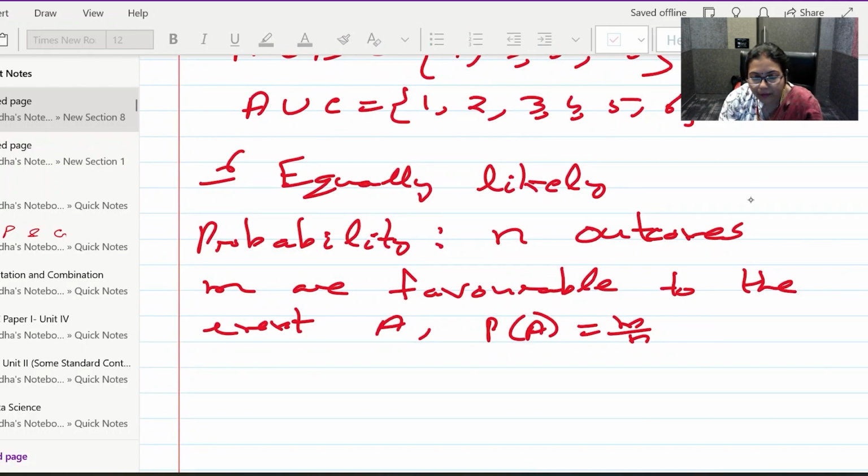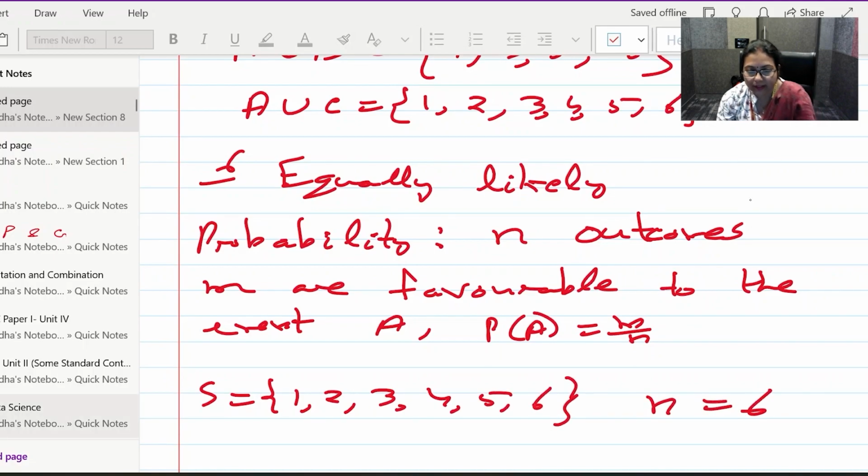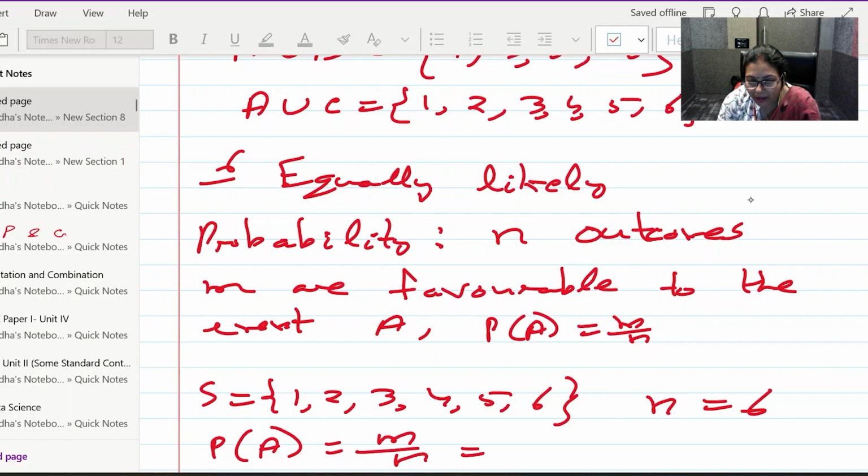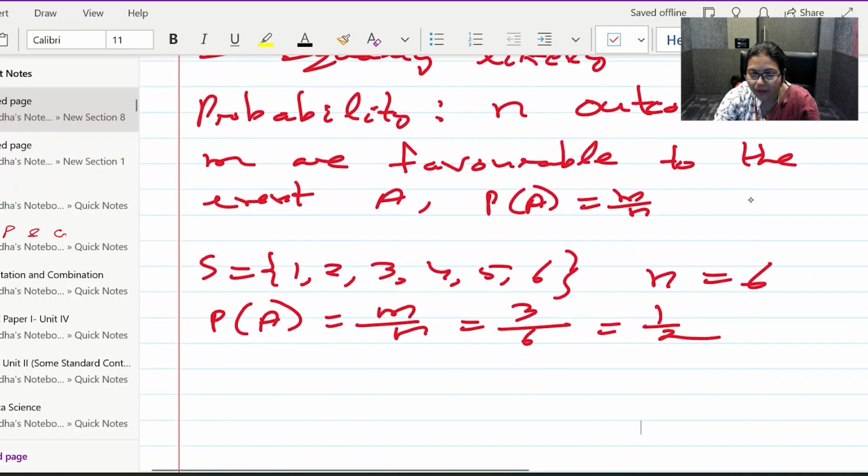For example, if you throw a dice, S equals 1, 2, 3, 4, 5, 6. So how many points are there? 6 points. n equals 6. Now I'm interested in finding the probability of A here. What is A? We have already defined: A is the odd number. So how many odd numbers are there? 3 odd numbers. So write the formula m by n. m equals 3, n equals 6. So my answer will be half. This way we find the probability.